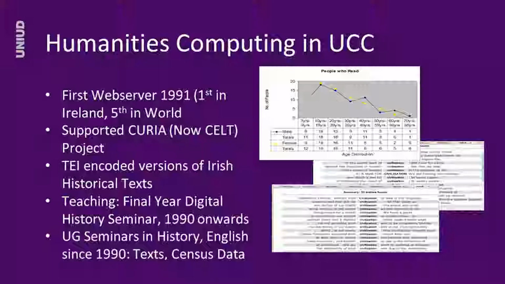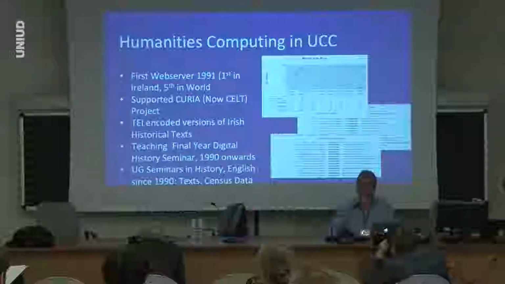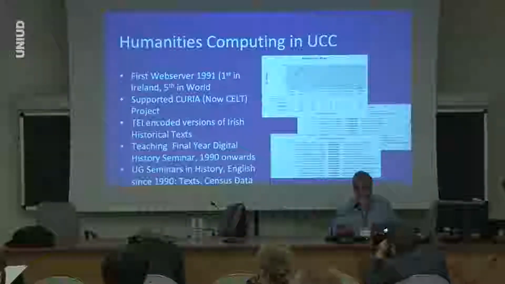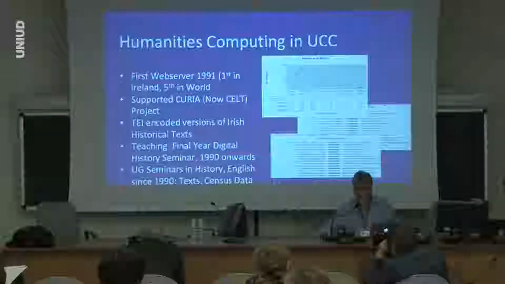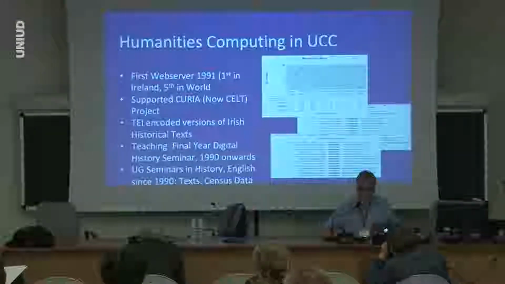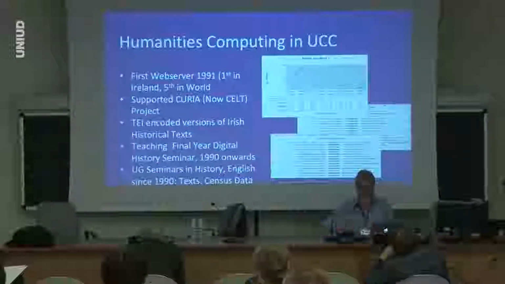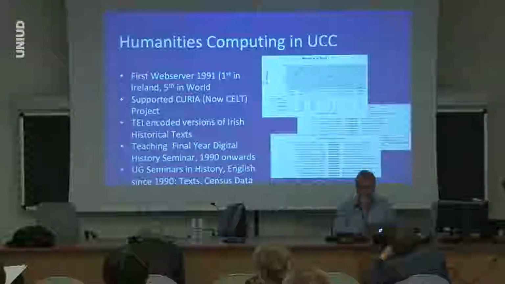So first of all, the history bit and the quick bit. At UCC, we had the first web server in Ireland. And we were home to the CELT project. So that was a first stage digital humanities project where we digitized lots of text and we did structural markup on it. And we did that from about 1990 on. And we actually created that text by using final year undergraduates. We taught them how to scan, we taught them how to correct the OCR, and we taught them how to do the structural markup. And so that's been going on since 1990 to build a corpus of texts with structural markup.